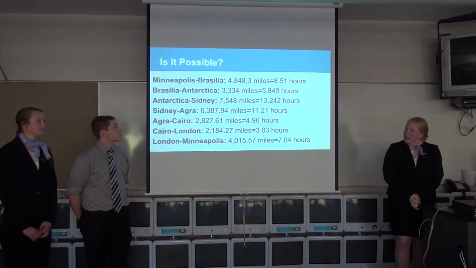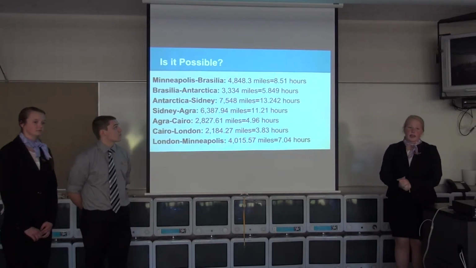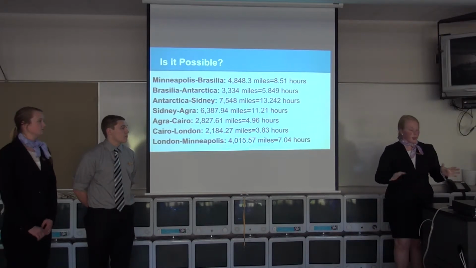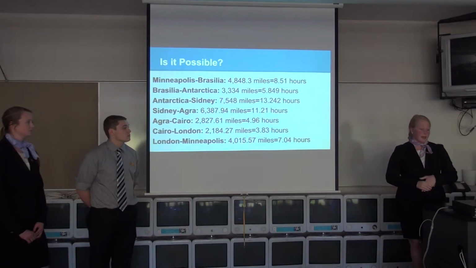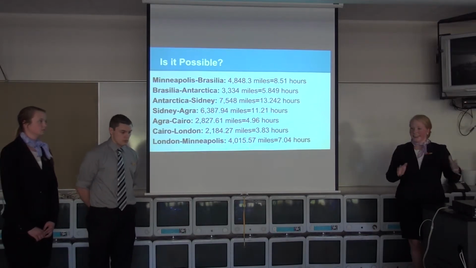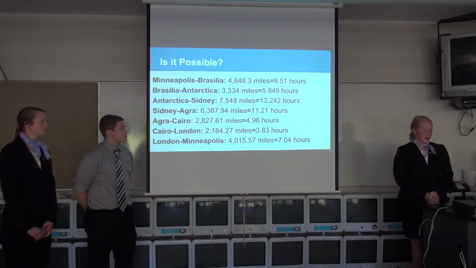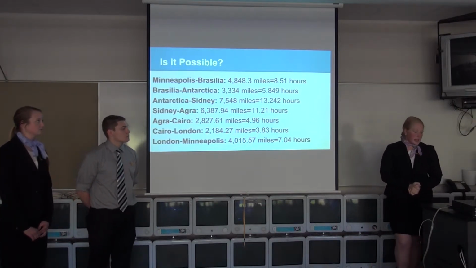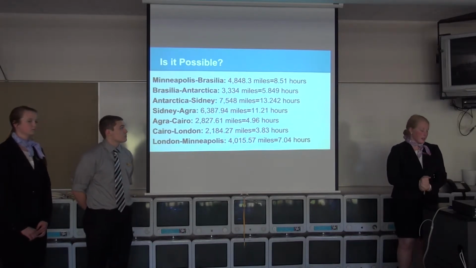In order to figure this out, we rearranged the velocity function to solve for time. And once again, we used that 570 miles per hour as the constant speed. We looked up all the mileage by bird flight distance. From Minneapolis to Brasilia, it was about 4,800 miles at 8.5 hours. Brasilia to Antarctica was about 3,300 miles at 5.8 hours.